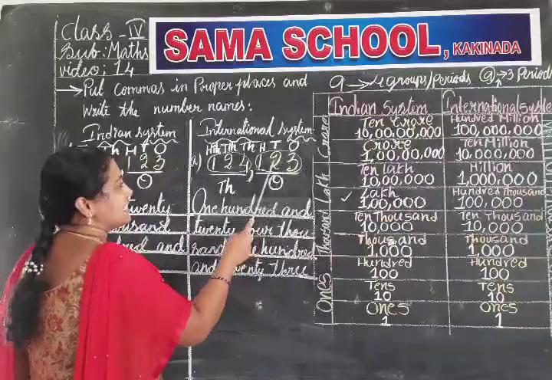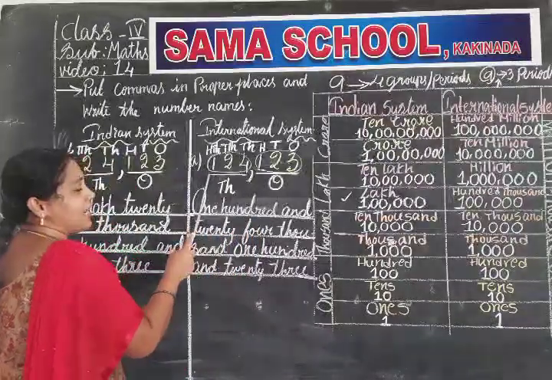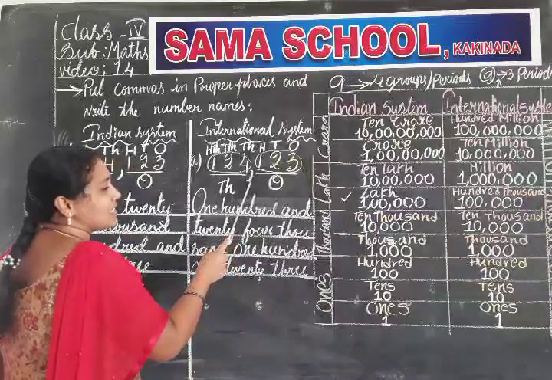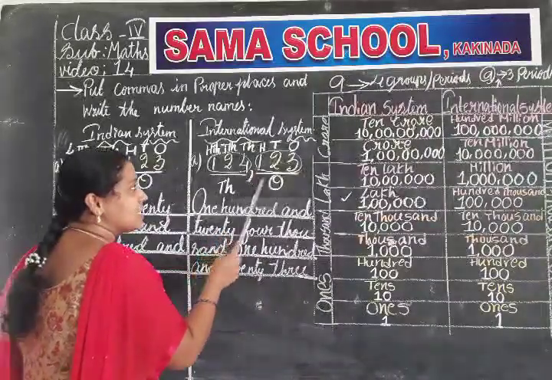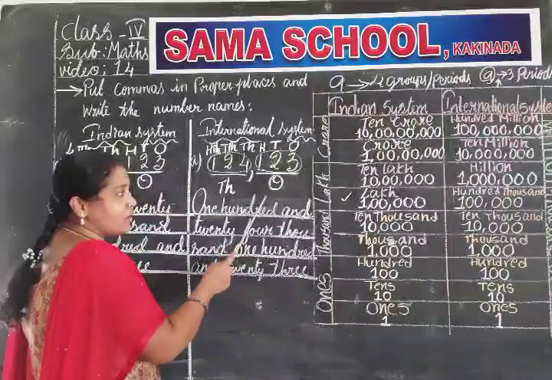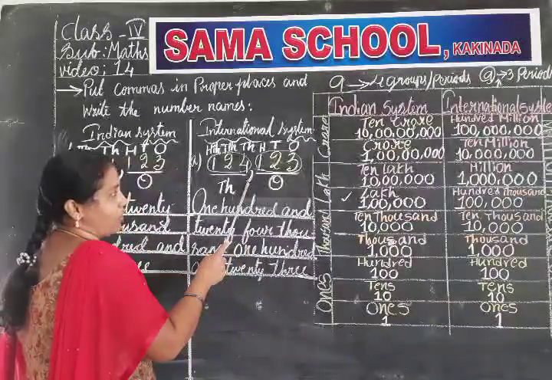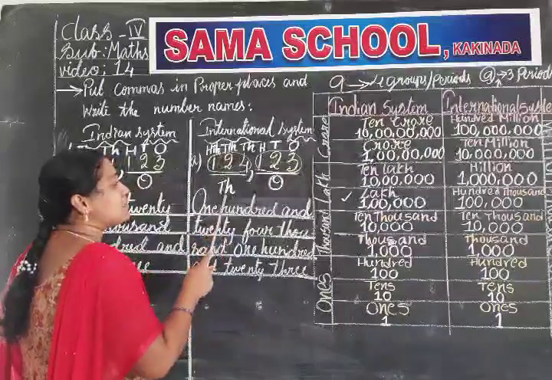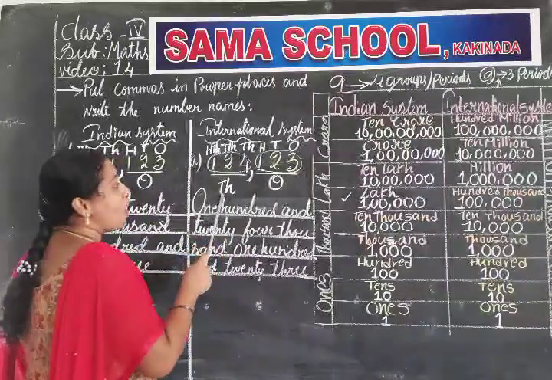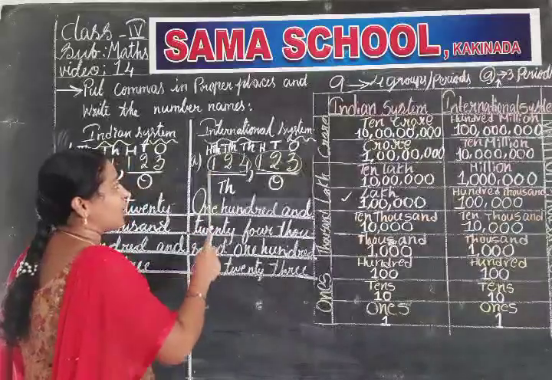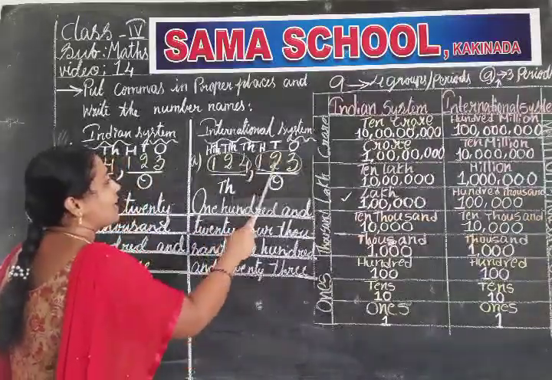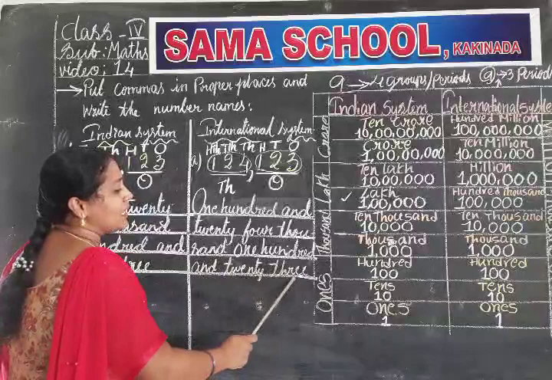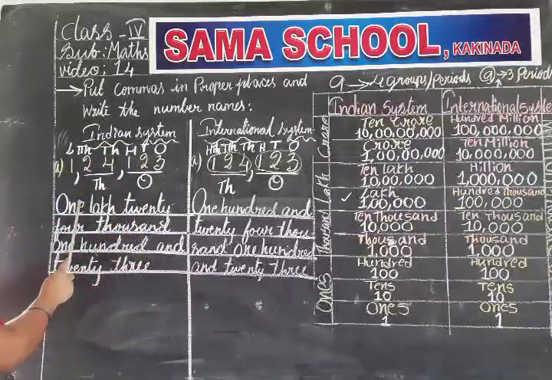Given number: 1s, 10s, 100s, 1000s, 10,000s, 100,000s. So in the international system, as per the periods, we insert the comma in between the number. How is it? 1s, 10s, 100s are in the ones period, so after the ones period we put a comma. After that, 1000, 10,000, 100,000. These three places come under the thousands period. So we read the number together and write 124,000 and 123. Okay?